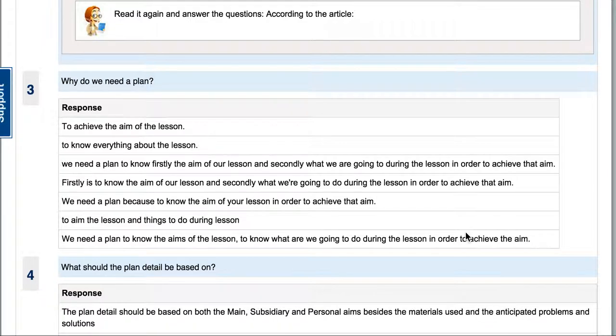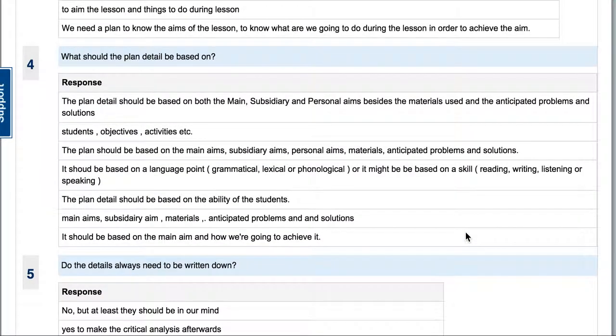What should the plan detail be based on? Well, again, question number 4 here, you're right with your answers, that it's based on the ability of the students, the main aims you have, but the absolute starting point really is what you want your students to be able to do, and this is something which the article talks about.